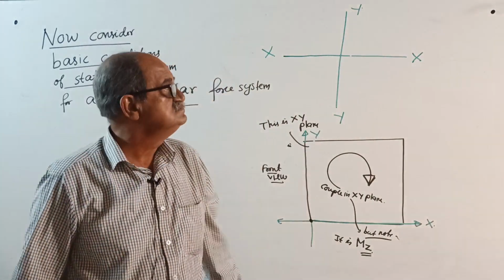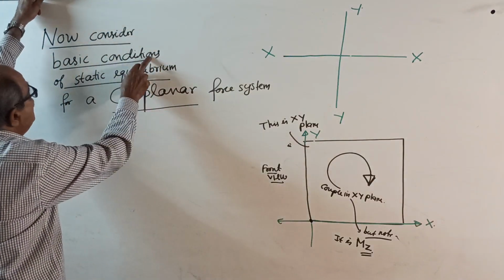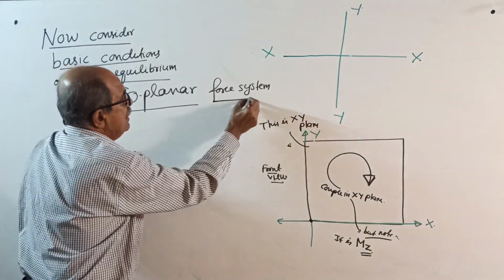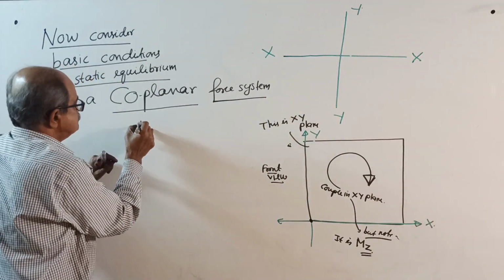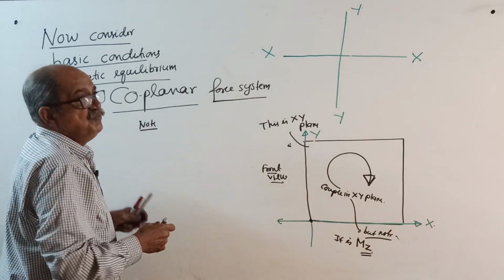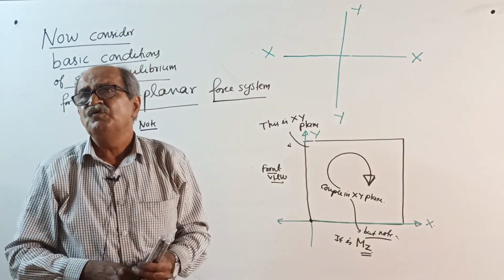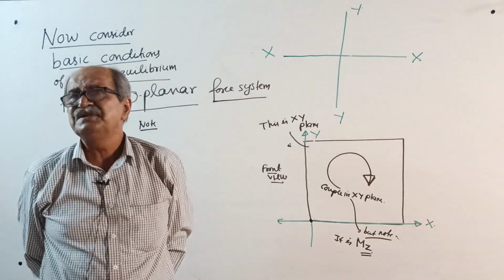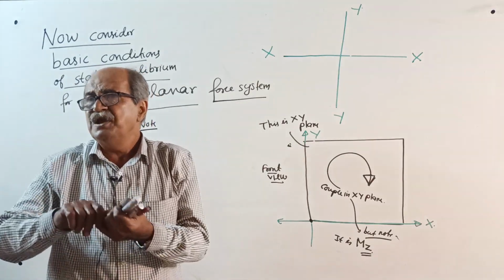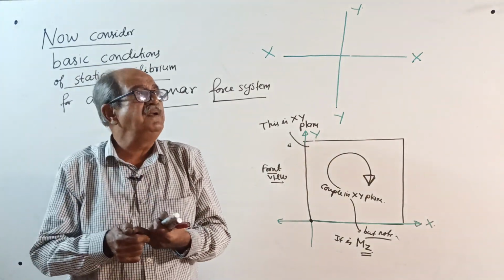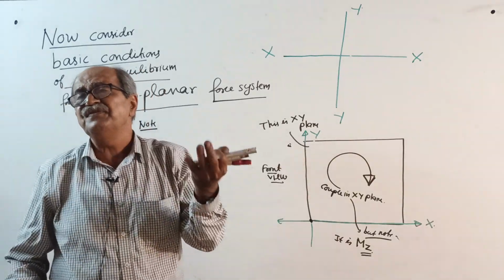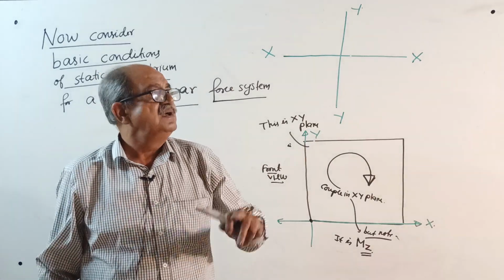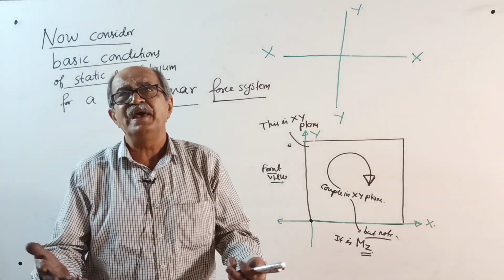I will explain. Now consider the basic conditions of static equilibrium for a coplanar force system. Remember, one note you have to write: we will not be solving any question for a force system in space. It is highly complicated, and space structures also we will not solve. In engineering mechanics, strength of materials, and also in structural analysis, we will always consider a coplanar force system manually. A space system is usually solved by software.